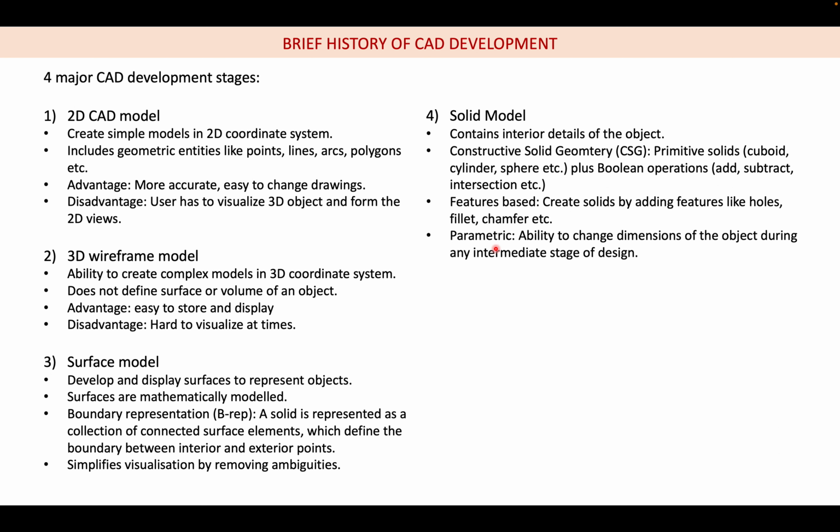Another feature is parametric. Parametric is nothing but the ability to change the dimensions of the object during any intermediate stage of the design. Suppose we created a basic sketch and did some operations for creating the solid. If we want to change the solid's dimensions, we can go directly into the sketch environment and change the dimension. You will see this once we get into the software.